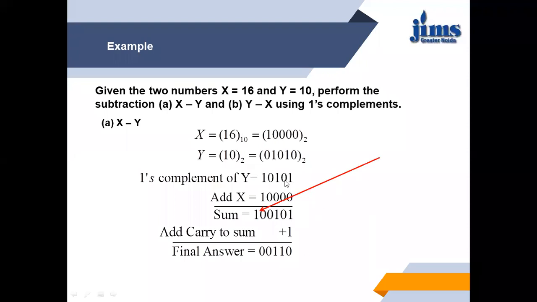1 plus 0 is 1, 0 plus 0 is 0, 1 plus 0 is 1, 0 plus 0 is 0, 1 plus 1 is 0. There is a carry. So what we do, we just remove this carry from here and add it to the result. Then 1 plus 1 is 0, 1 is carry forward. So when there is a carry, we have to add that carry to the sum, and the answer is 0 0 1 1 0. That is 6. 16 minus 10 is 6.